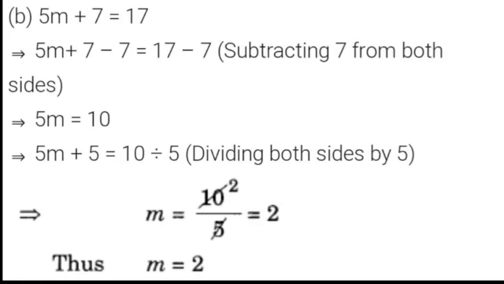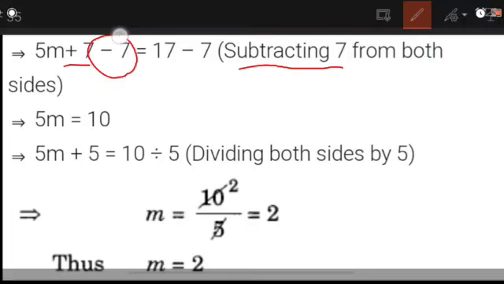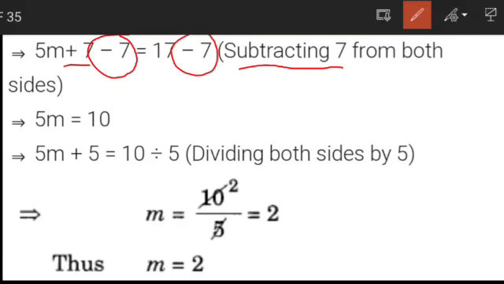That is 5m plus 7 equals 17. So as you can see students, here the addition of 7 is given to us. So we are going to use the opposite of addition 7, that is subtracting 7 from both the sides. What happened when you do minus 7 on both the sides? This plus 7 and this minus 7 get cancelled, and you get only 5m and 17 minus 7 on either side of the equal sign.